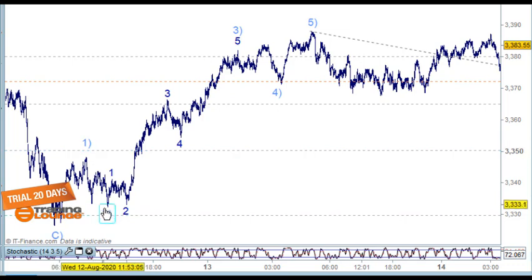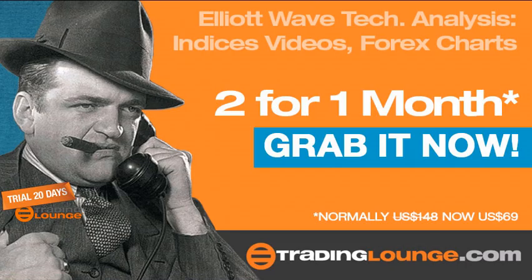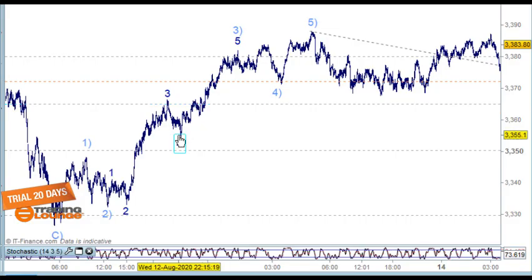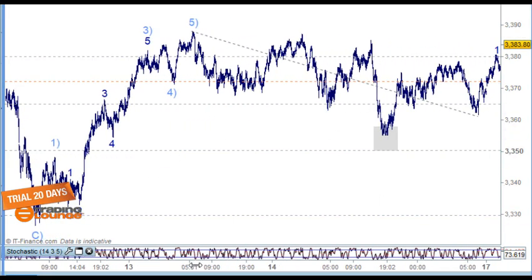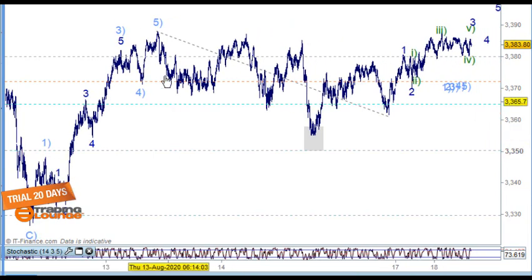So 1 and 2 here, that fits well. 1 and 2 here, and 3 and 4 here, and then up, I've counted this out, up for 5 here, and then an A and a B and a C for wave 4 here, and then up for wave 5. So it counts nicely as wave 5 here. I just got to take that on board. The wave 4 here, I just haven't quite figured it out yet. I just need to spend a bit of time with it.